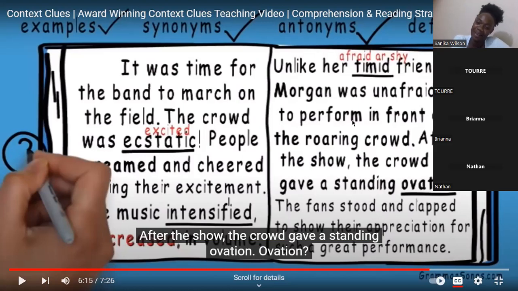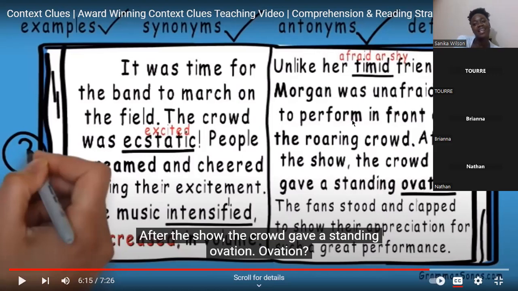Miss, it says that after the show, the crowd gave a standing ovation. Then after that, it says the fans stood and clapped to show their appreciation for such a great performance. The context clues, the evidence in the sentence, are that they stood up and they clapped. So it was applause, a standing applause. I am correct because I am justifying my answer. Well done, Brianna.